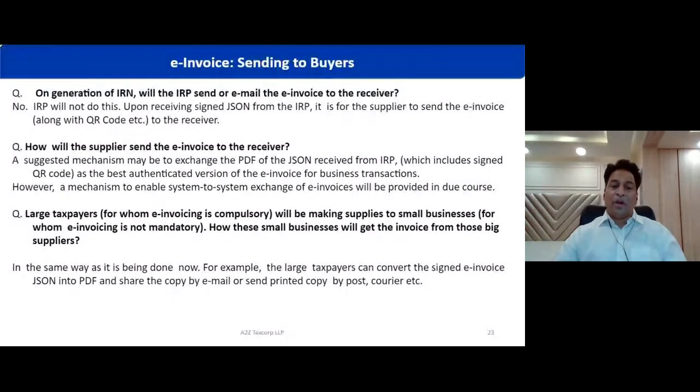Large taxpayers, for whom e-invoicing is compulsory because they are above 500 crore, will be making supplies to small businesses below 500 crore, for whom e-invoicing is not mandatory. How will these small businesses get the invoice from those big suppliers? In the same way as it is being done now. For example, the large taxpayer can convert the signed e-invoice JSON into PDF and send the copy by email, or send a printed copy by post or courier, etc.